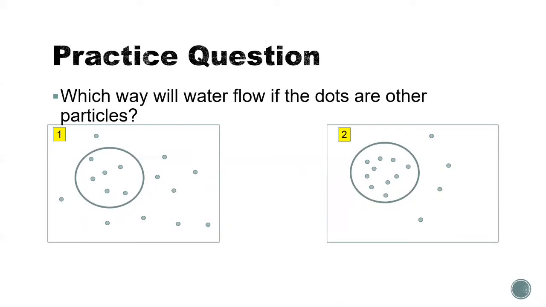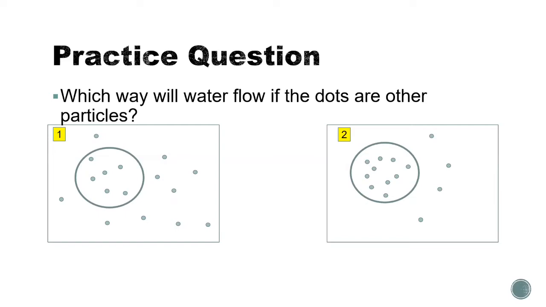I want you to look at the two photos and kind of think about those particles that are there, those little dots that would represent maybe sugar or salt or something that could dissolve in water. I want you to guess what you think the way the water moves.